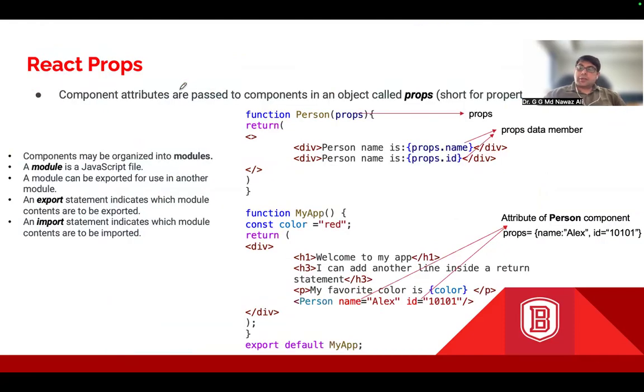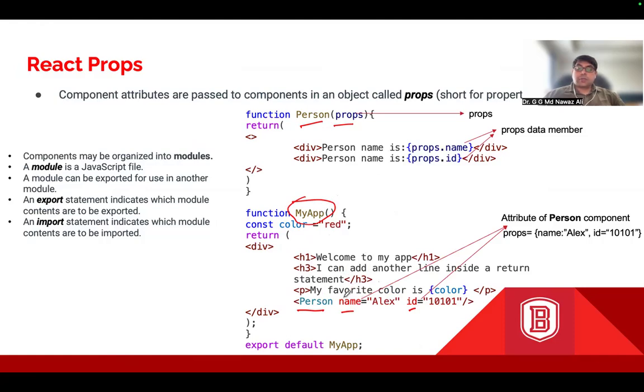The next thing is properties, okay. How can you pass attributes from one component to another component? React has a feature called props, or properties, okay. Let's say that you have MyApp as your component. Inside that you have a person component, right? And the person component needs some information. For example, we are passing the name information and ID information, and that is going from the MyApp component, okay. And this is how you pass it.